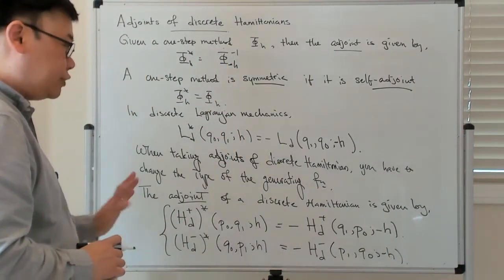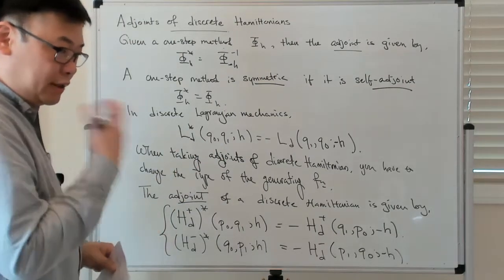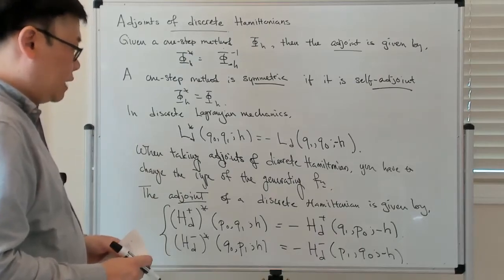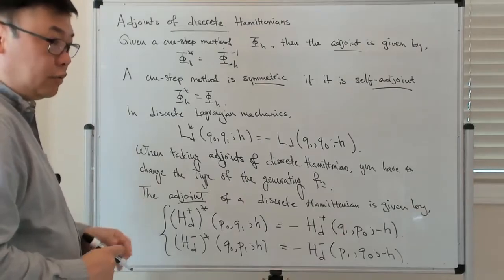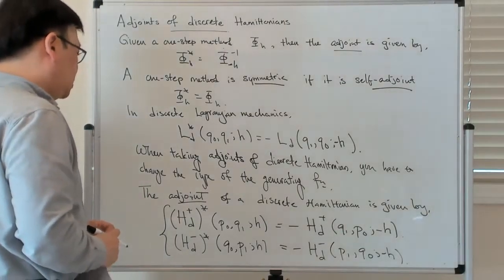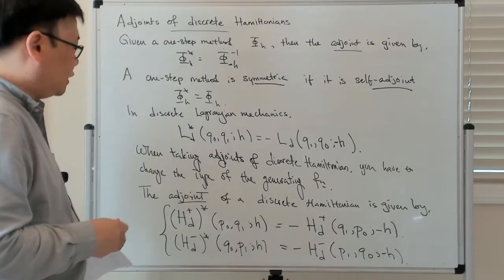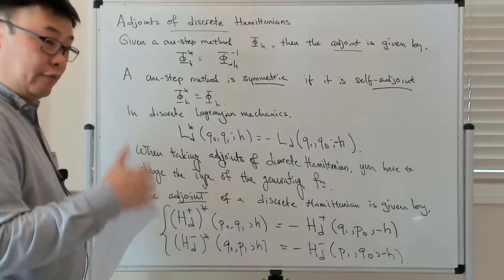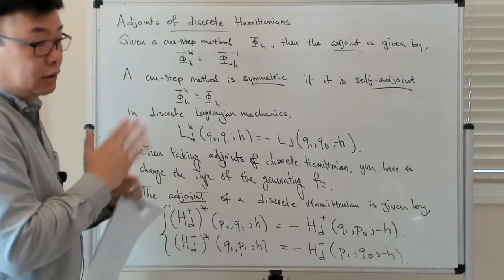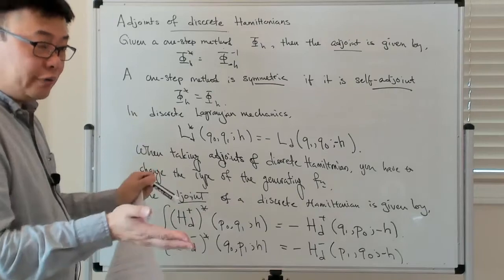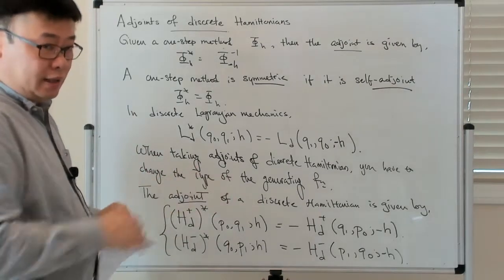But now you still have a problem, because you've changed the type of the generating function when taking the adjoint. So what does it really mean to have a discrete Hamiltonian which is self-adjoint? The way you do this is the following. You observe that if you have a generating function of a particular type which generates a symplectic map, you can take the Legendre transform of that generating function to give you a different type of generating function which generates the same symplectic map.